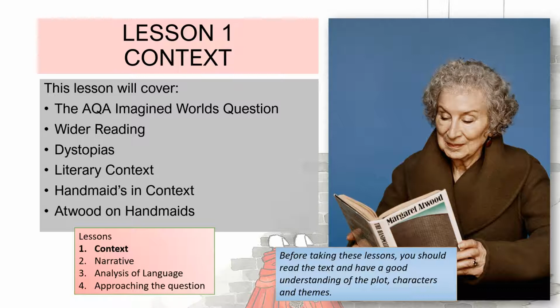First of all, we'll have a quick look at the AQA Imagined Worlds questions, so we know what we're up against. We'll consider the value of wider reading and how to go about that. We'll look at the genre context of dystopias, broader literary contexts. We'll think about some of the specific political and social factors that influenced The Handmaid's Tale, and we'll think about Atwood's own attitude on The Handmaid's Tale.